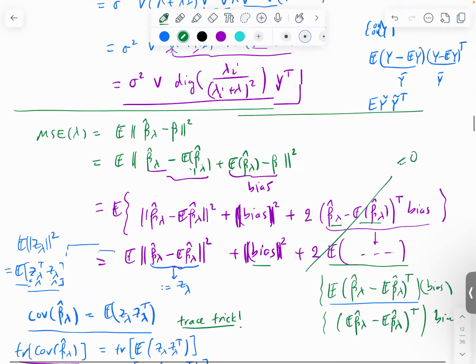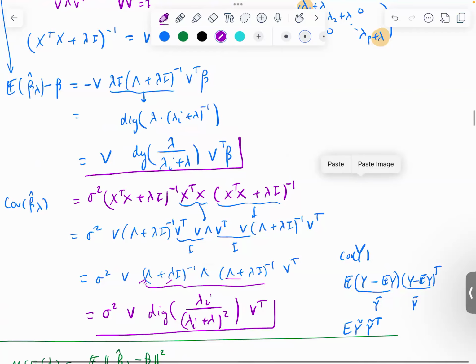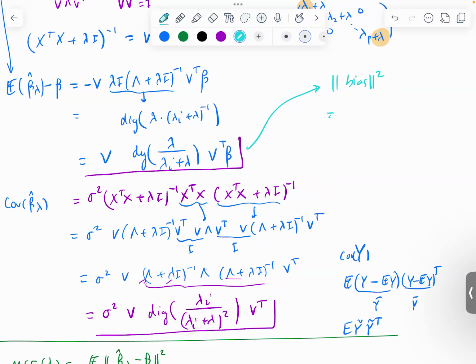Now, we still have some time, so something to do: I'm going to plug in. If you look at the expressions, I'm going to apply the result here, because it's clear here. So I'm going to look at this guy first. This is the bias squared. So bias squared would be the norm of V, this diagonal matrix, V transpose beta. And the first V I can drop. This you can easily prove for yourself. If you take the norm of V times something, the V goes away. The L2 norm is unitarily invariant.